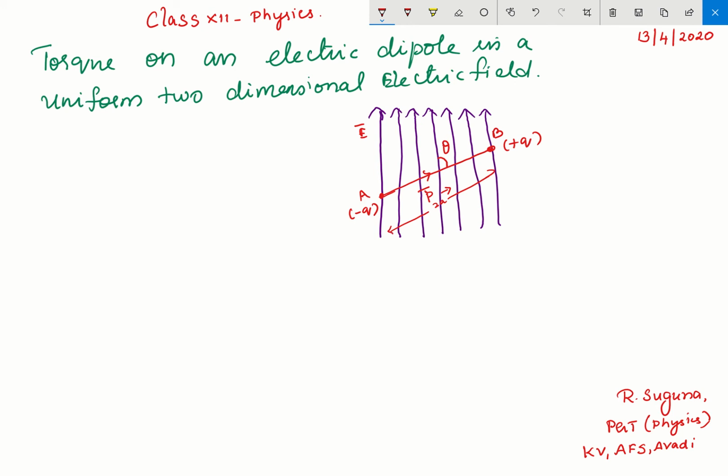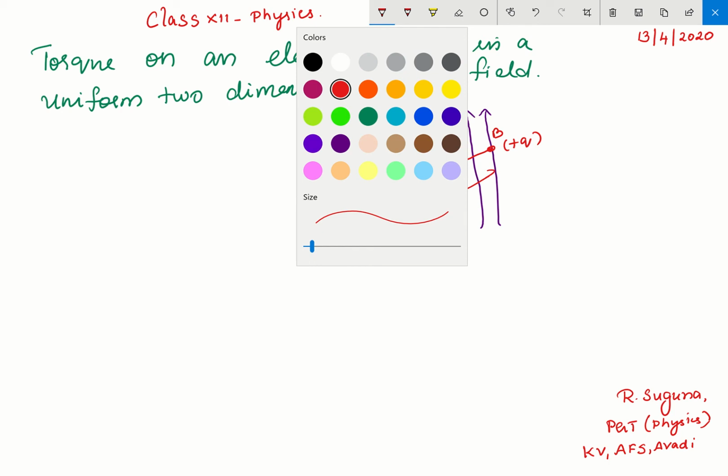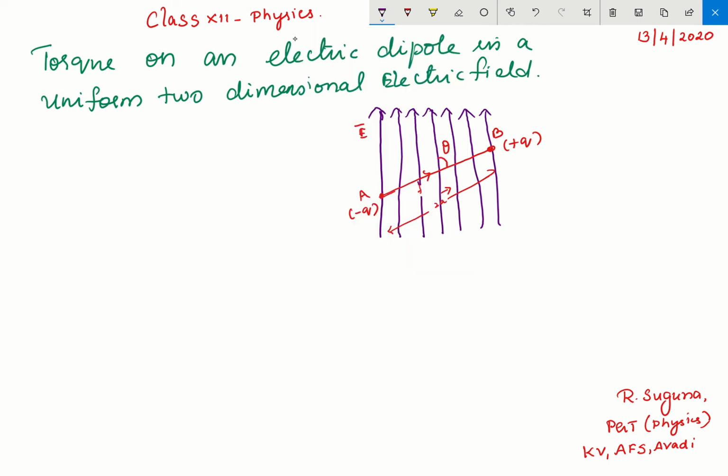Now what I am going to do here, I want to leave some space because I may need it. So let me have P here. Anyhow, we'll see.